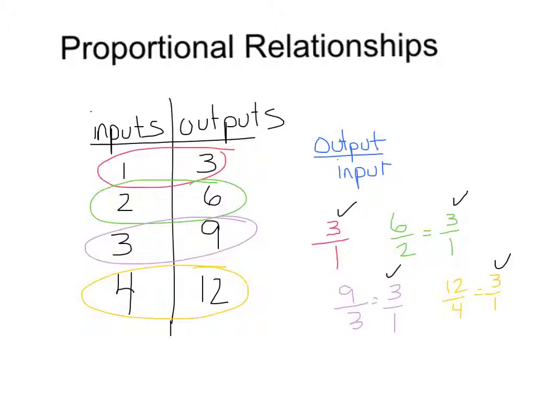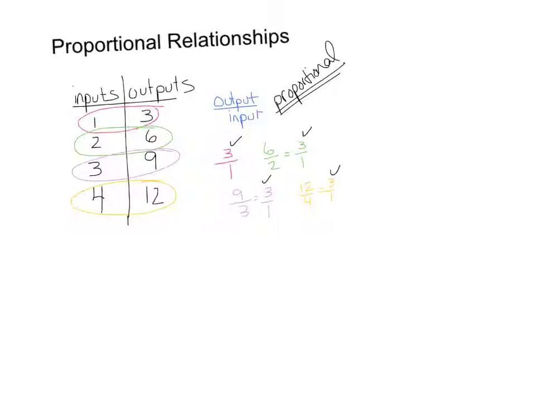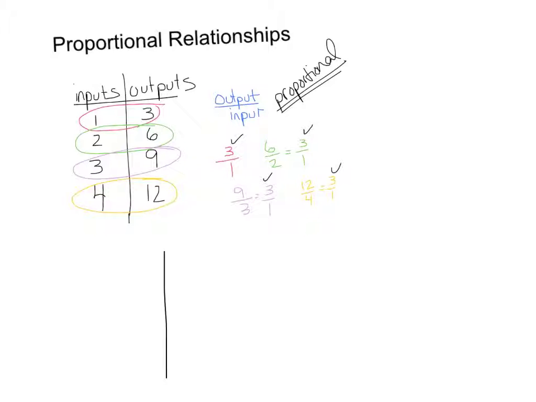So I can say that there is a proportional relationship to these. Okay? And actually, if it's proportional, if it has the same proportion, it will also be what's called a linear graph. So if I plot these points, and if I did this really neatly, so this would be, say, 3, 6, 9, 12. This is 1, 2, 3, 4.